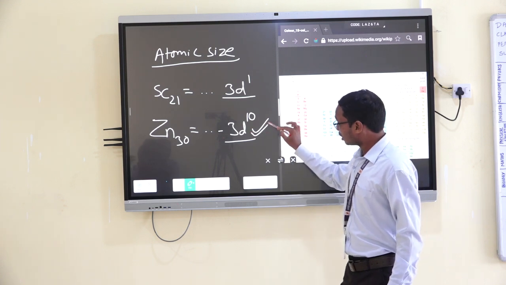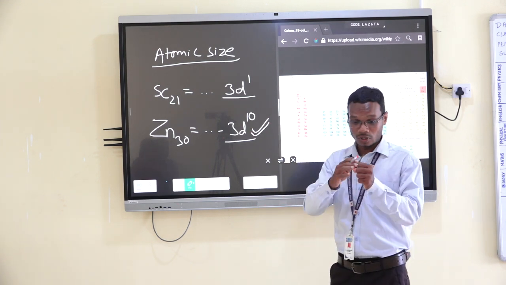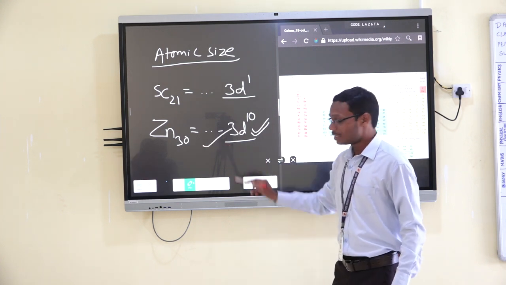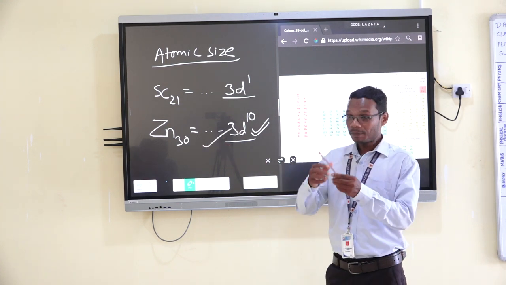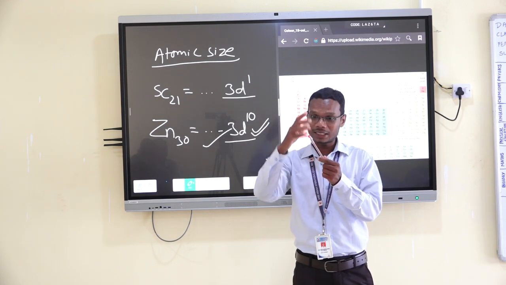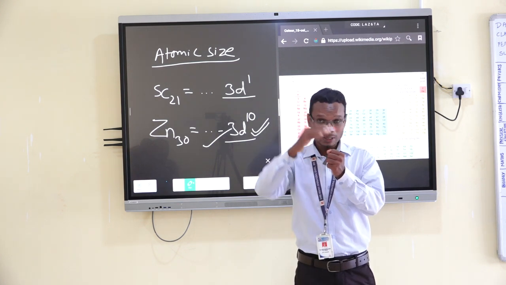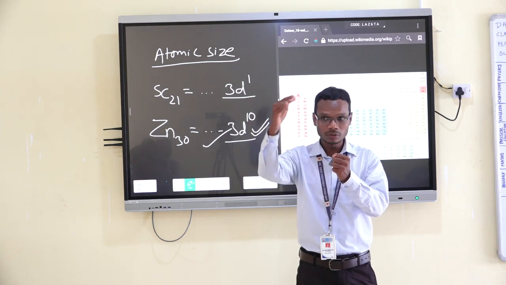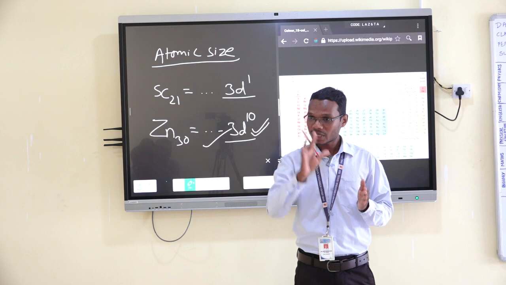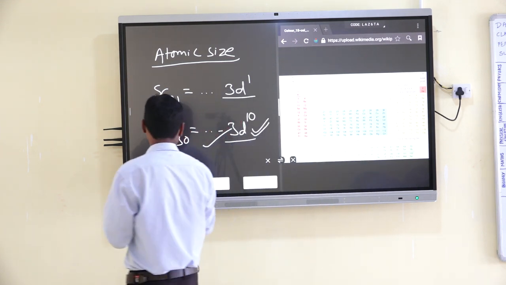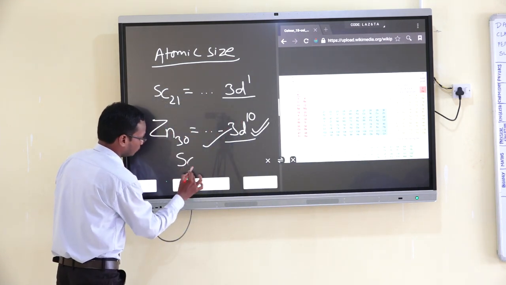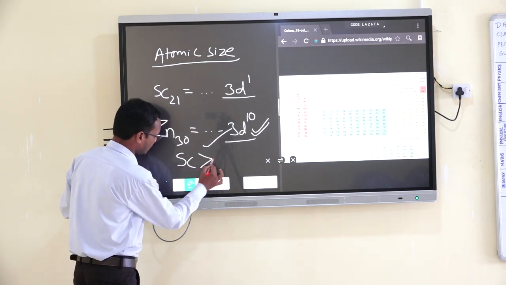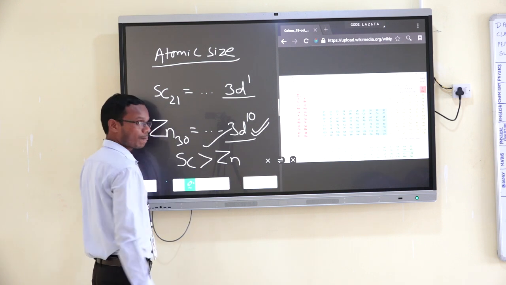If zinc has more nuclear charge, then the nuclear and electron force of attraction will be increased in zinc. Yes or no? If force of attraction increases, then what happens? This is the nucleus, this is the cell. If force of attraction increases, then the cell will be squeezed down, meaning radius will decrease. So scandium has greater size than zinc.